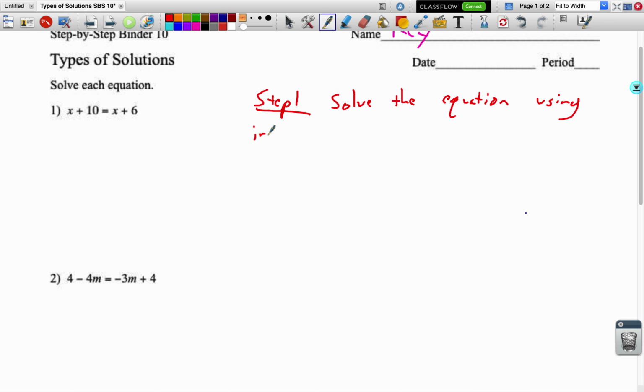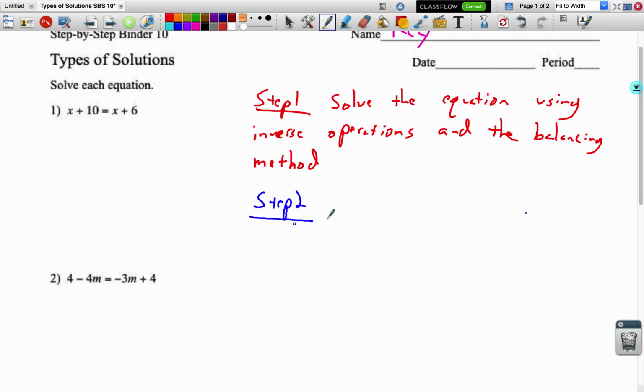using inverse operations and the balancing method. Solve the equation using inverse operations and the balancing method. This is what we would normally do if we were faced with an equation.